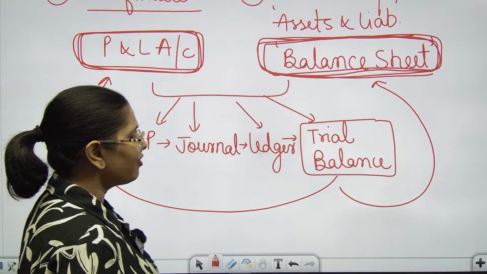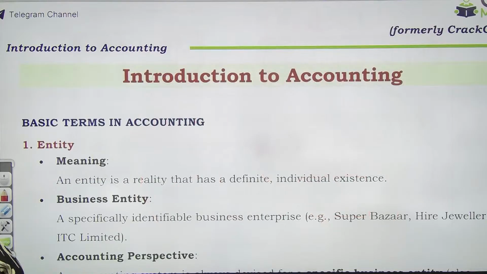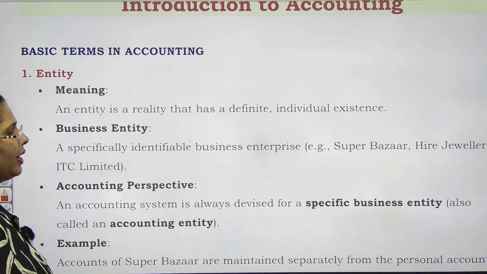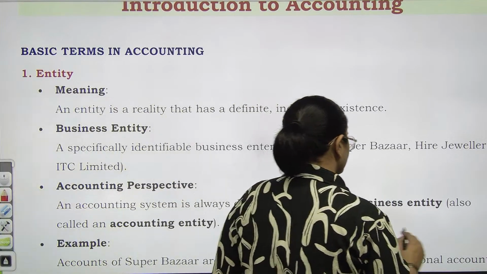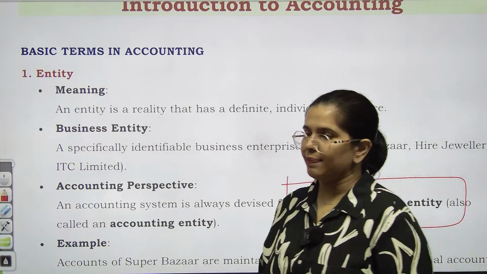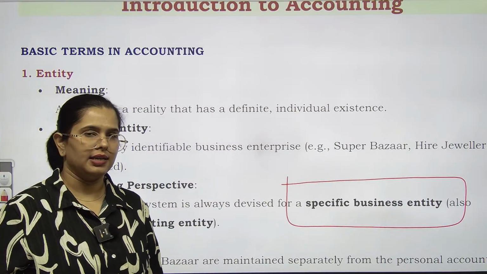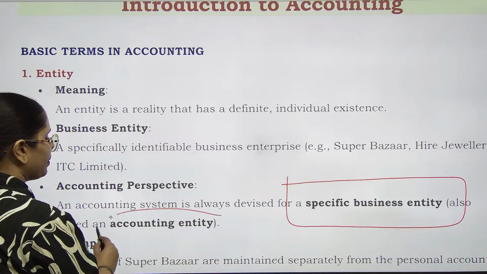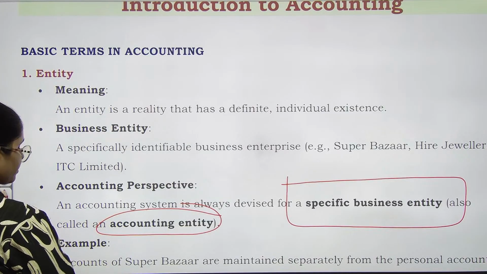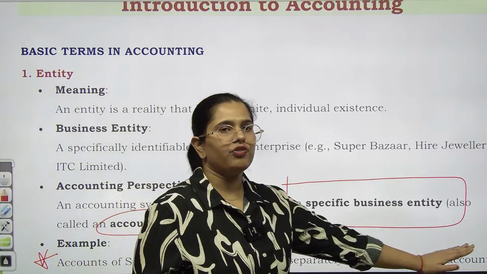Now once I have talked about the balance sheet and P&L, let's start with the basics. So number one is the entity. Now as soon as I tell you an entity, there is an accounting concept which pops up in my head, and it is called separate business entity. ठीक है? इसको accounting entity का भी concept कहा जाता है. Now इसका example क्या है? Accounts of Super Bazaar, they are maintained separately from the personal accounts.